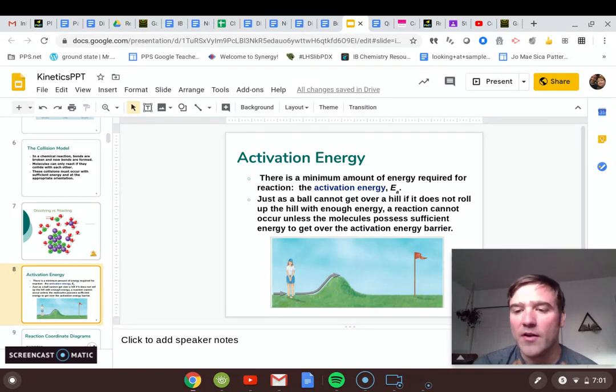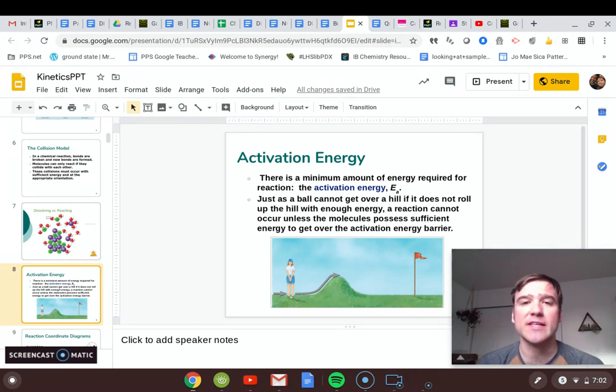Like I said before, for a reaction to take place, the reactant particles have to collide with each other with a sufficient amount of force. And there is a formal term for this sufficient amount of force, something called the activation energy. It's defined literally as the minimum amount of energy that's needed for a reaction to take place. It's symbolized with a capital E with a subscript A most of the time.